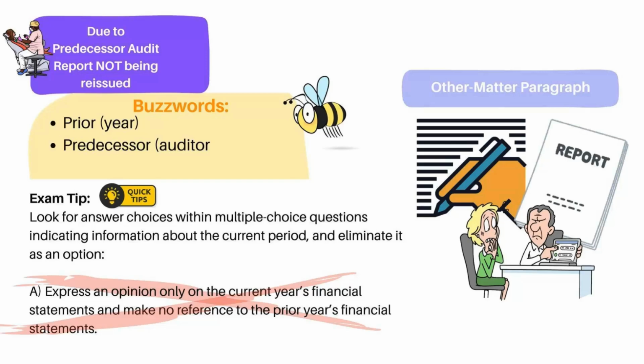All of the current year information has already been included somewhere within the opinion paragraph for the current year audit report. Right, remember, this other matter paragraph is demonstrating extra information. And so it makes sense that that extra information will be inclusive of this prior year audited information. So your buzzwords for this other matter paragraph will be prior, right, for prior period, or predecessor for the predecessor auditor.